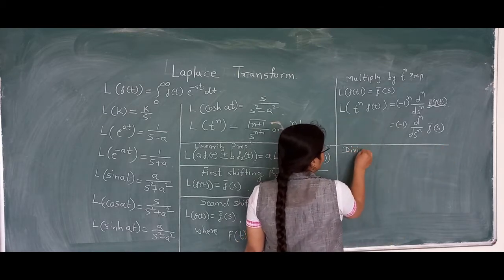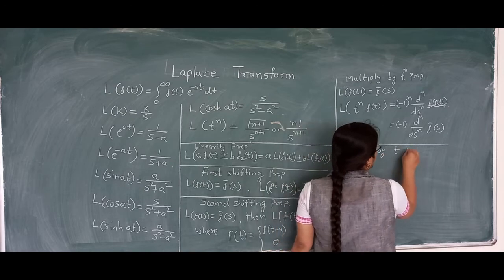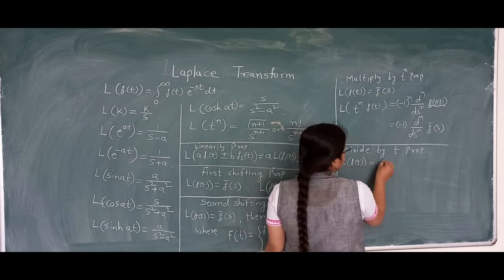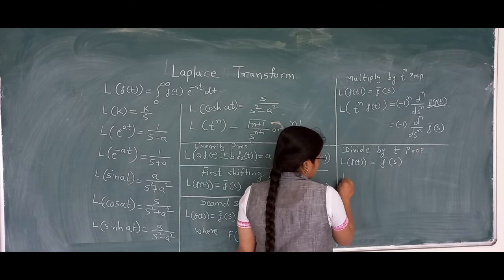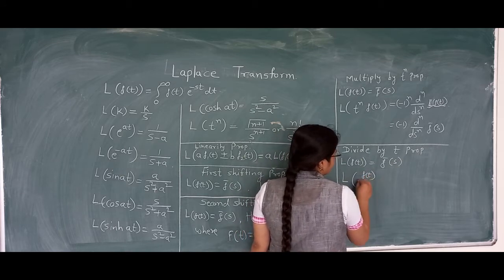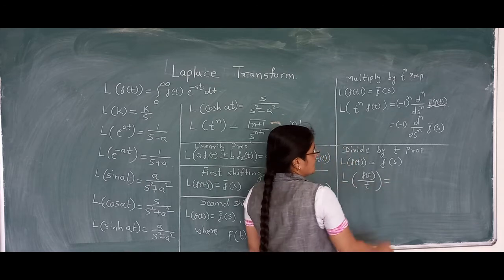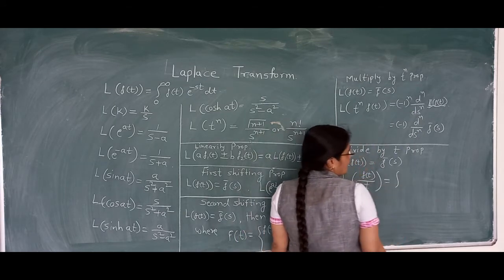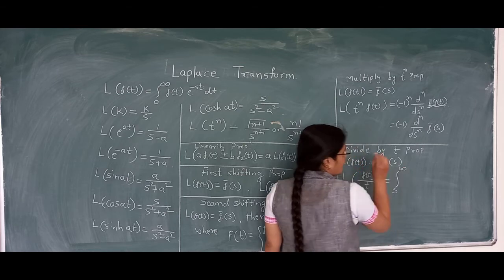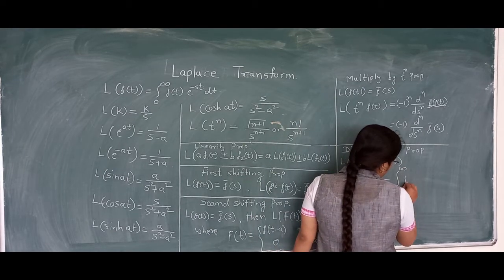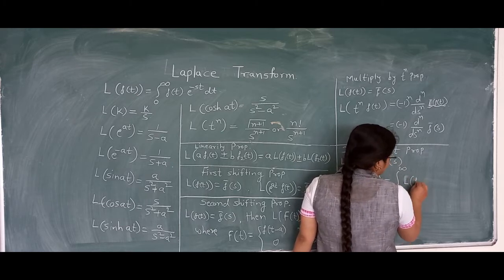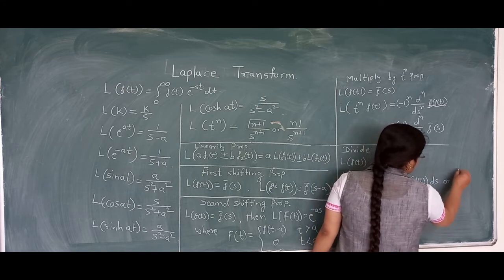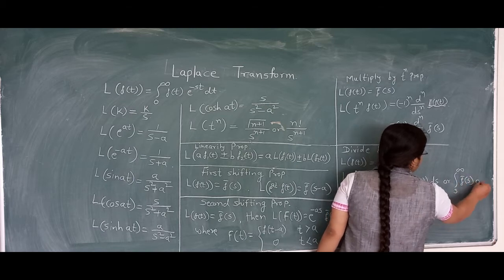Similarly, the divide by t property. If Laplace of f of t is equal to f bar of s, then Laplace of f of t divided by t is equal to, if multiply by t then we take the derivative, if divide by t obviously we should take integration, from s to infinity of f bar of s ds.